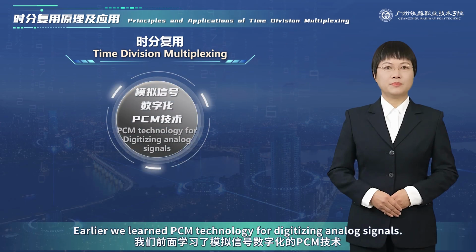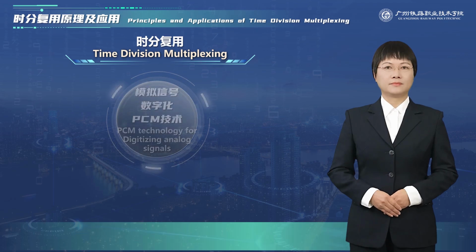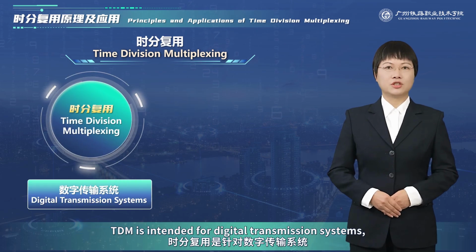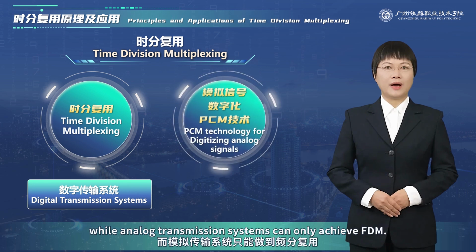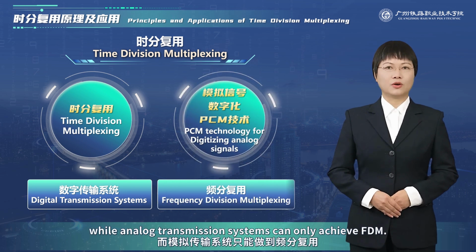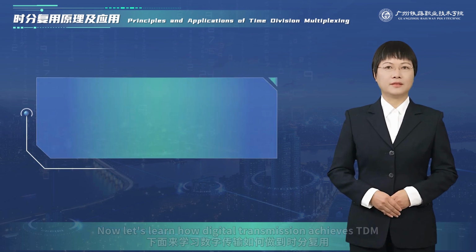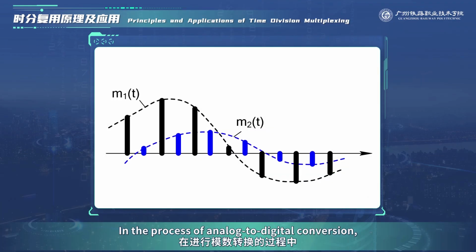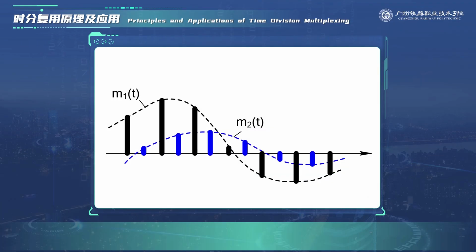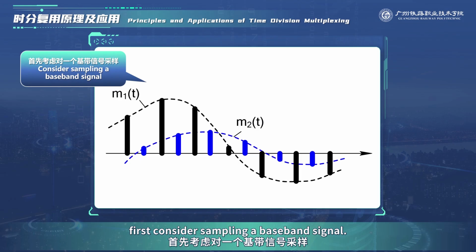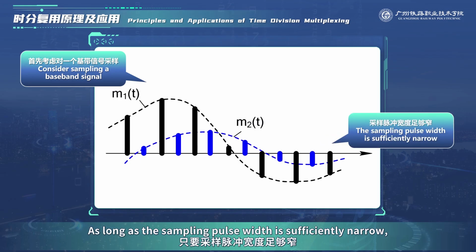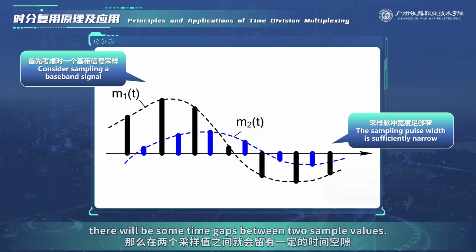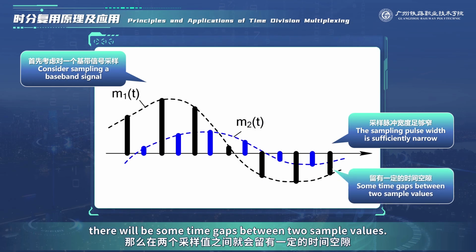Earlier, we learned PCM technology for digitizing analog signals. TDM is intended for digital transmission systems, while analog transmission systems can only achieve FDM. Now let's learn how digital transmission achieves TDM. In the process of analog to digital conversion, first consider sampling a baseband signal. As long as the sampling pulse width is sufficiently narrow, there will be some time gaps between two sample values.